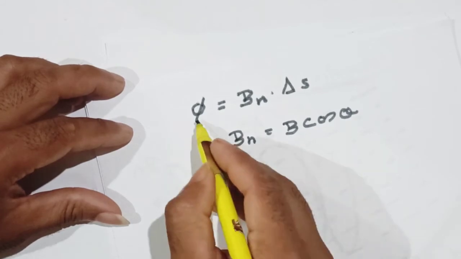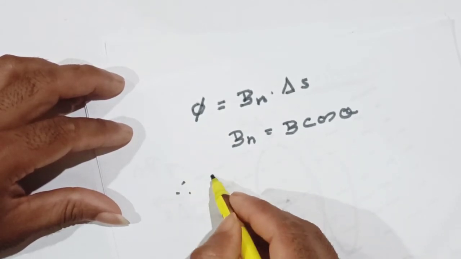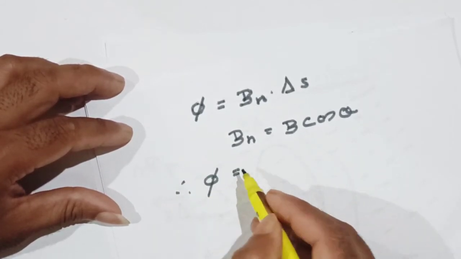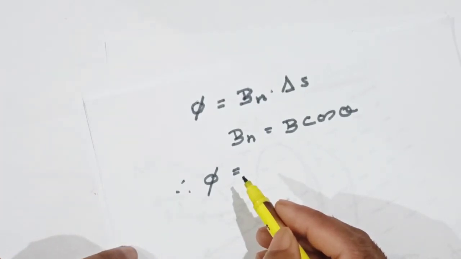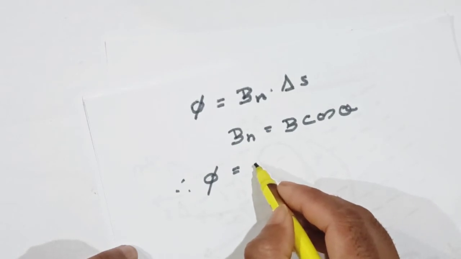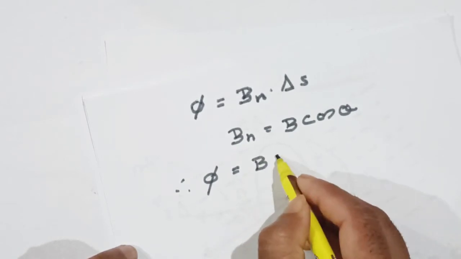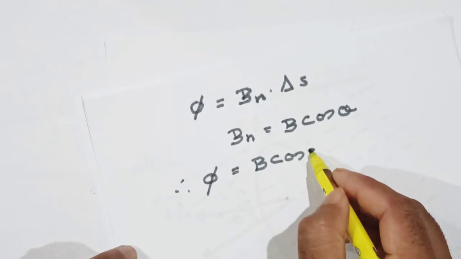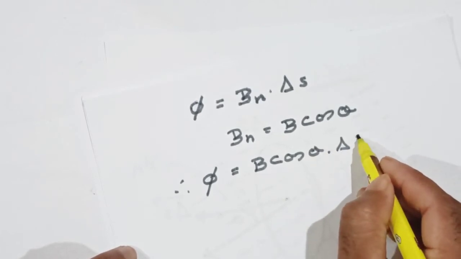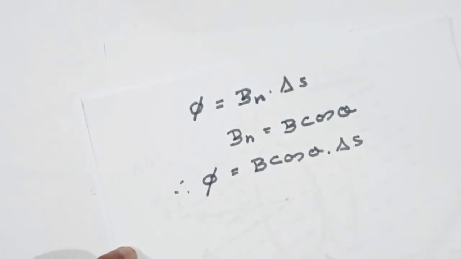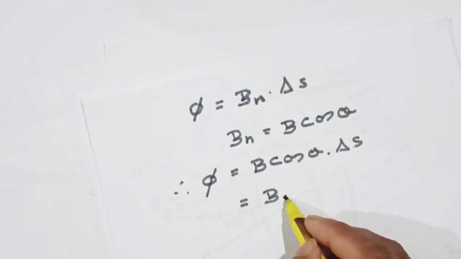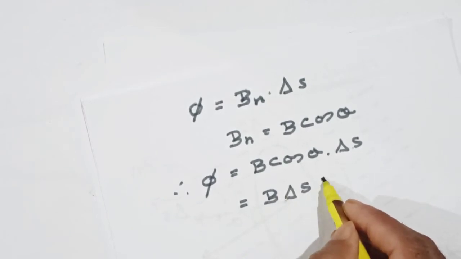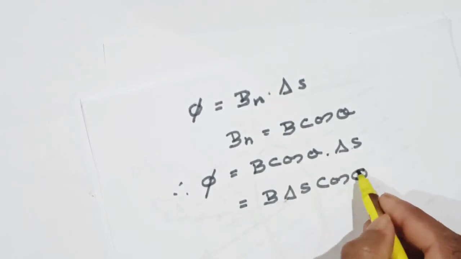So we shall put here in this magnetic flux. Therefore, putting the value of the component of magnetic field along the normal to the surface area, we can write like this: B cos theta into surface area. Okay, so this is the surface area. Or we can write like this: B, take this here, delta S cos theta.